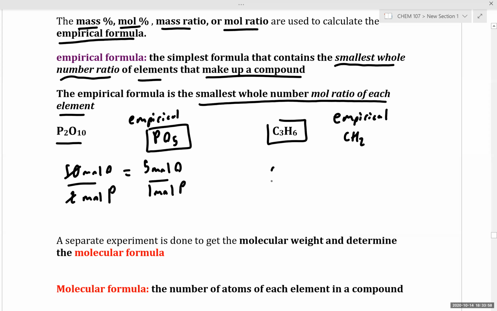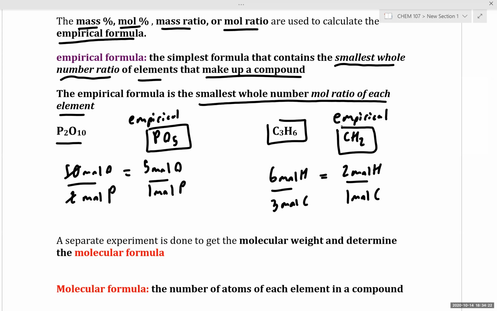How did we get that? So 6 moles of hydrogen per 3 moles of carbon. This 6:3 ratio simplifies to 2 moles of hydrogen per 1 mole of carbon. Does that make sense? Does everyone see how to figure out the empirical formula from the molecular formula? Does that make sense to everyone?